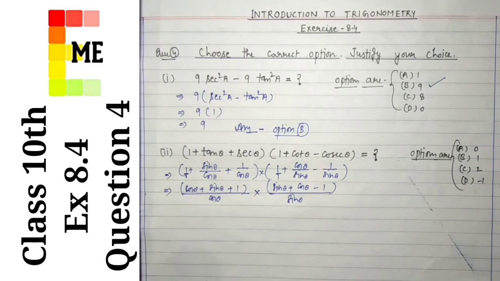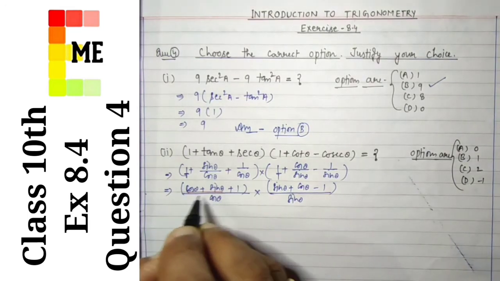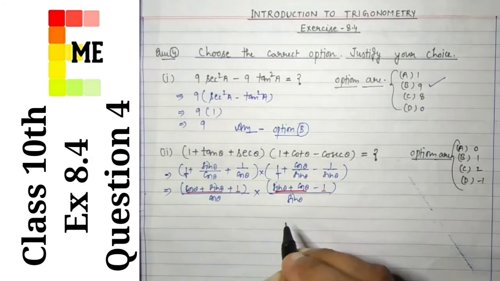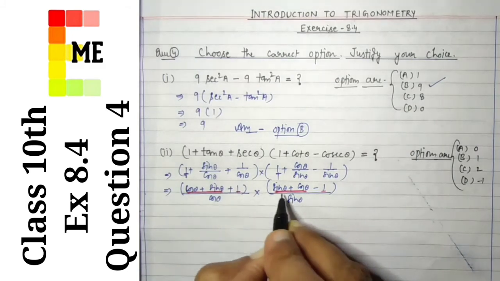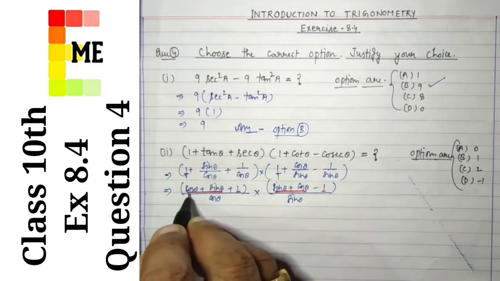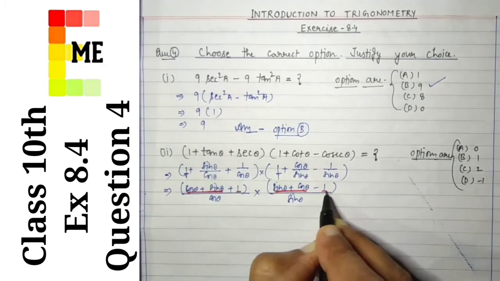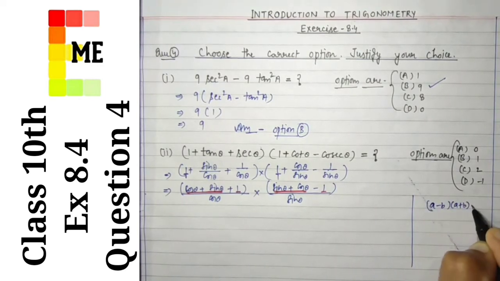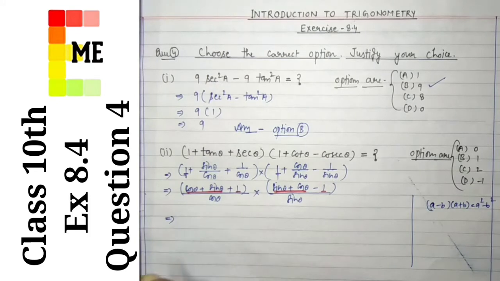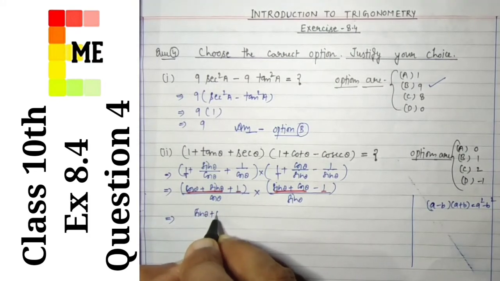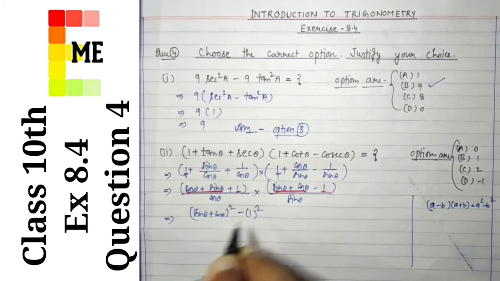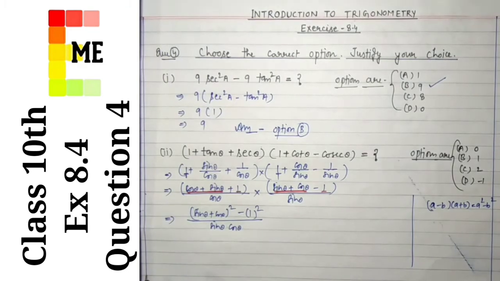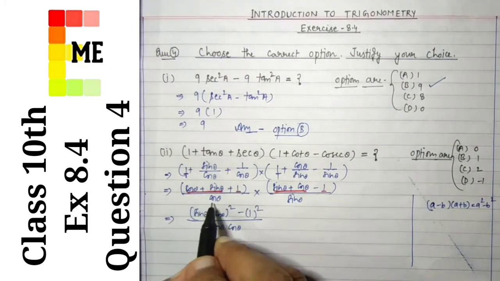As you can see, we have sin theta plus cos theta plus 1, and sin theta plus cos theta minus 1. We can use the identity a plus b, a minus b is a square minus b square. So we're using that identity. That gives us a square minus b square divided by sin theta into cos theta. Sin theta, cos theta are also being multiplied.